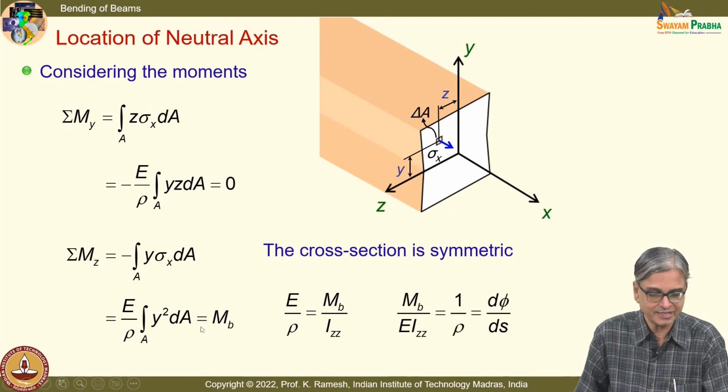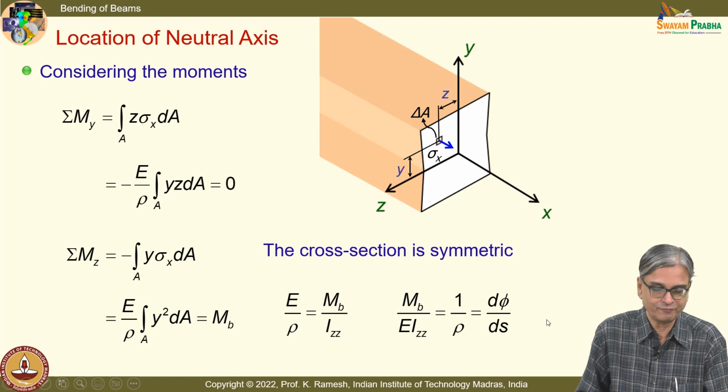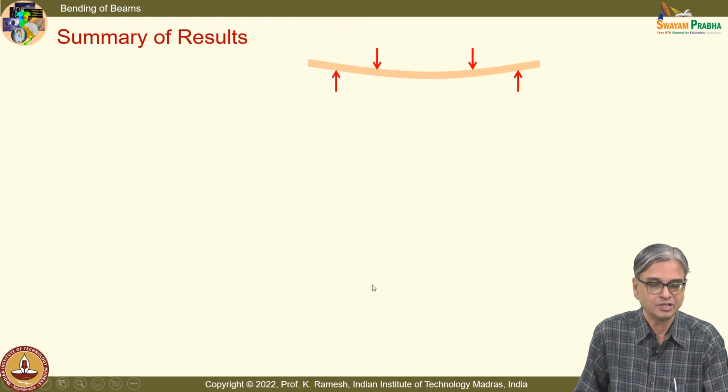And you also have the complete expression Mb by EIZZ equal to 1 by rho. I can rewrite it in this fashion, equal to d phi by ds. And we would exploit this when we want to determine the deflection. One full chapter we will devote to this. So, we have a summary of results here.